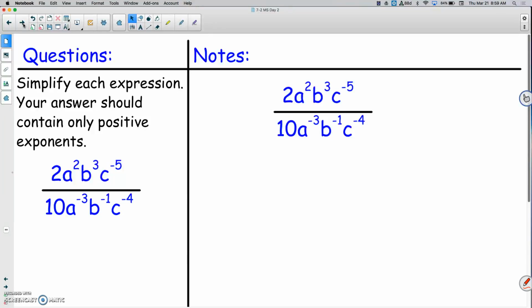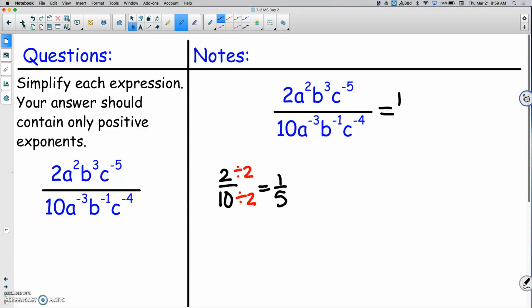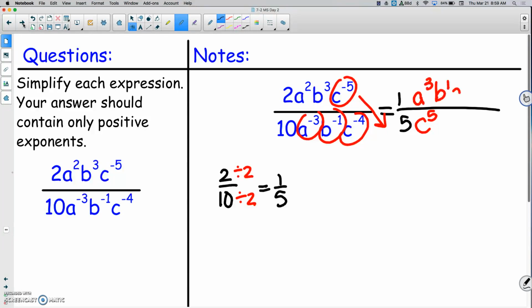Last example, 2/10. You can divide by 2, divide by 2, so that gives you 1/5. Circle the negative exponents. This one's got kind of a lot of them. So C to the 5th is going down to the bottom, and then to the top, A to the 3rd, B to the 1st, C to the 4th. And then I leave the A to the 2nd and B to the 3rd.